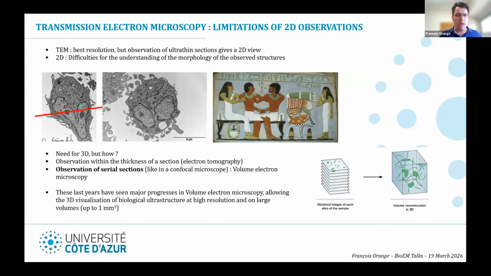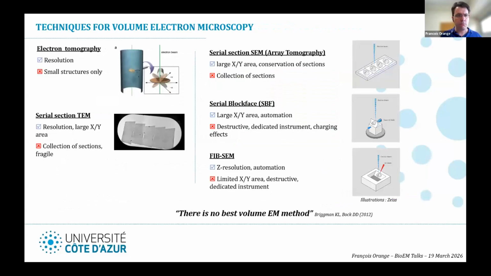And in the last decades, I've seen major progress in volume electron microscopy. The previous presentation was an example. They all allow the 3D visualization of biological ultrastructure at a very high resolution and on large volumes, up to 1 cubic millimeter or maybe more. So, I'm sorry, it's a repeat of the previous presentation, but these are the techniques available for volume electron microscopy.